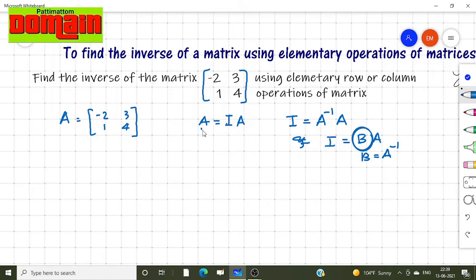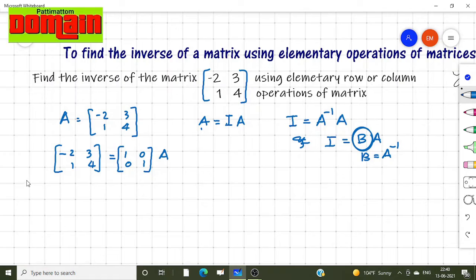See, instead of A, we write [-2, 3; 1, 4] itself. On the right hand side, instead of I, we write [1, 0; 0, 1], the square matrix, identity matrix, and this will be A. This A we do not write like this. This A remains A itself. Let it be there. Now we are going to use some row transformations. For this particular problem, we use only row transformations.